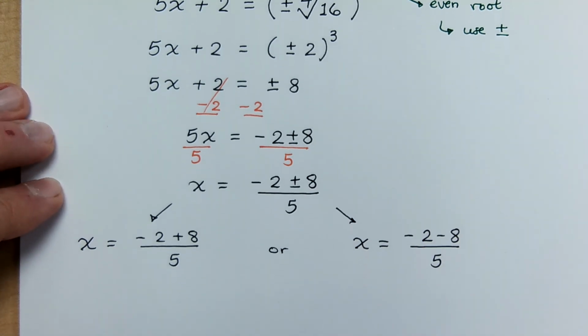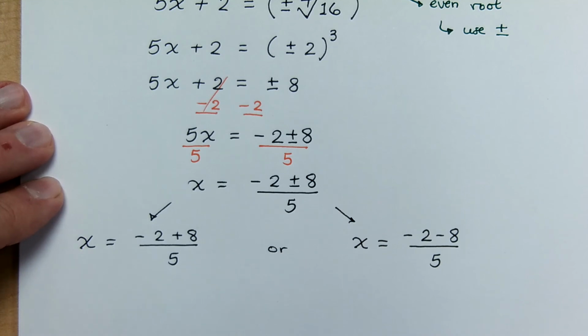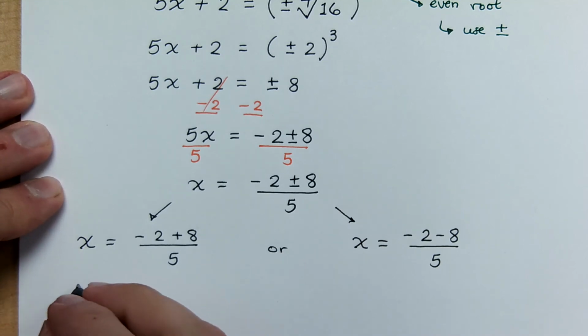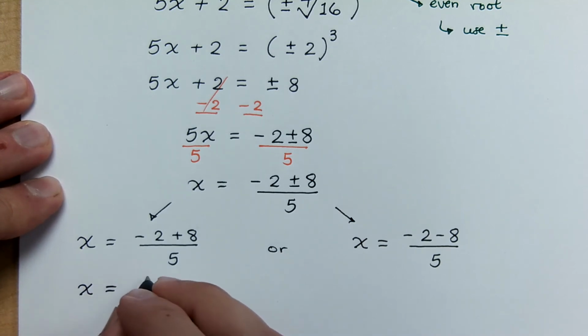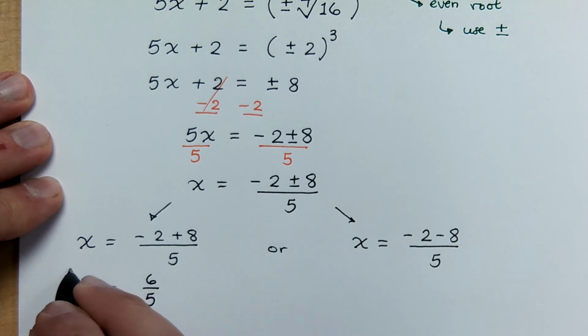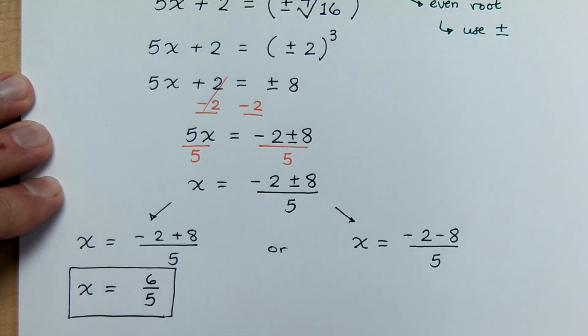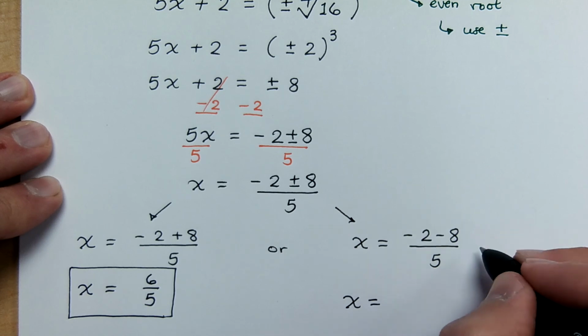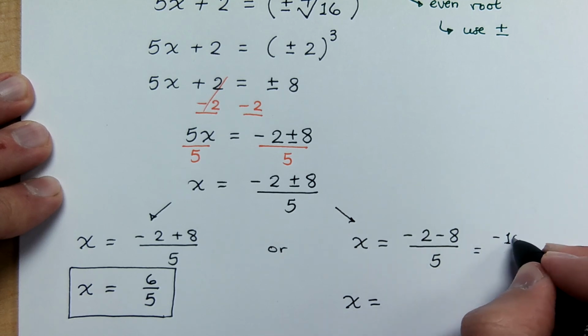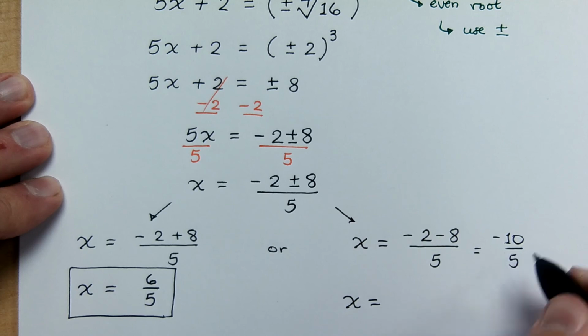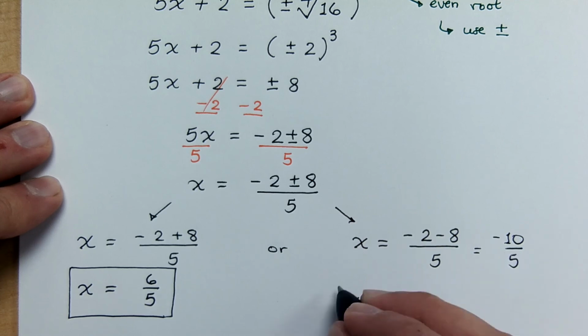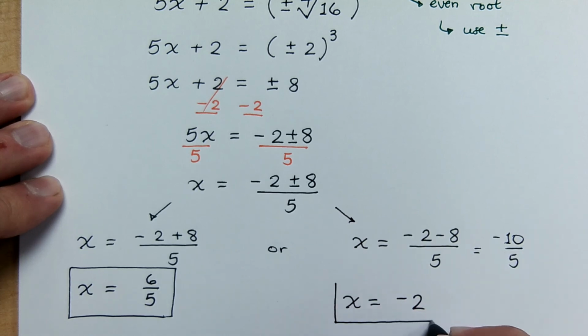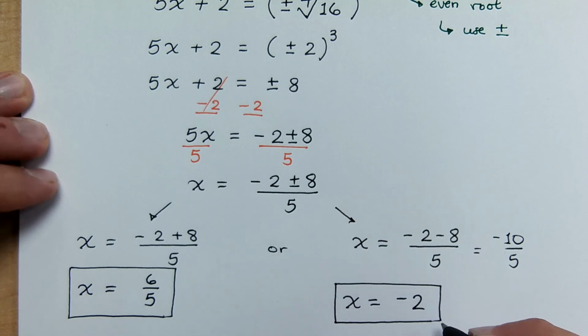So you separate so that you can simplify each of these answers. What do you get from the first one? You get a positive 6 over 5. Can that reduce? No, so this guy is A-OK. And for the other one, this becomes negative 10 over 5, which equals negative 2. So in this problem, we actually get two solutions.